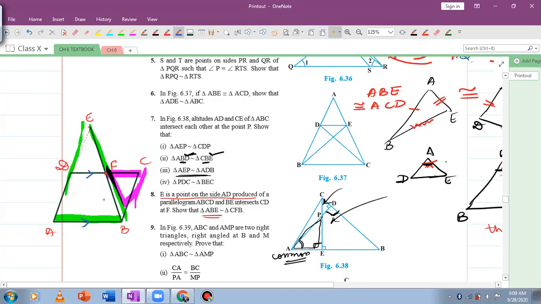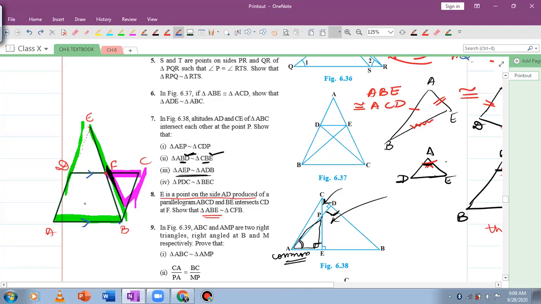B common. No, angle B will not be common, because at angle B, actually three angles are being formed. This angle, one is formed here, one next to it, and one complete angle is formed, like ABC. So you cannot say angle B is common. It's not shared.